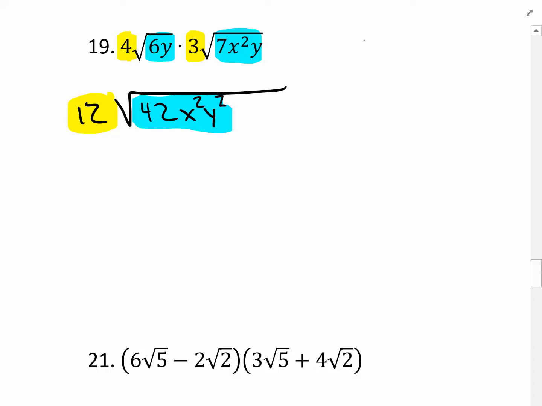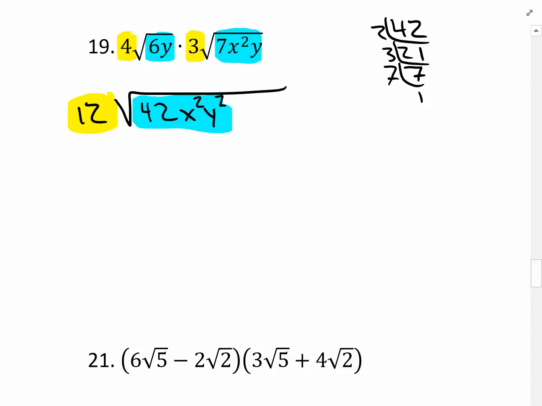Now I've got 2 of them. Almost done. I just need to simplify. So you should factor the 42 to see if we can get anything out of it. We can't, but I'll still show it. Divide 2, 21. Divide 3, 7. Divide 7, 1. So you don't have to do anything with the 42.